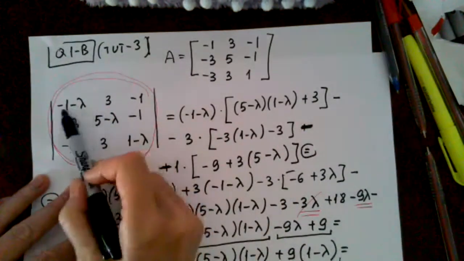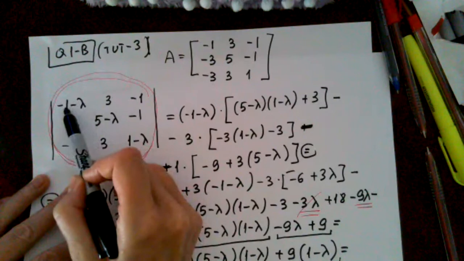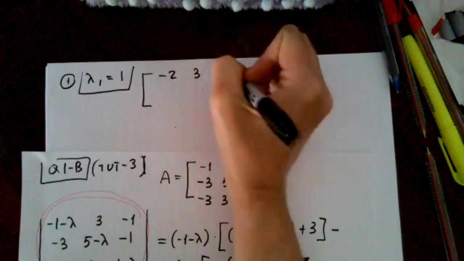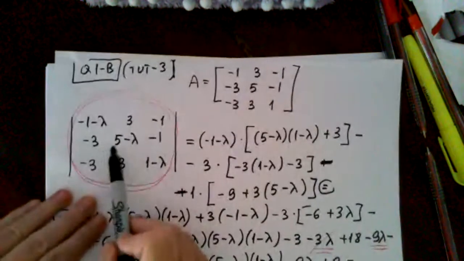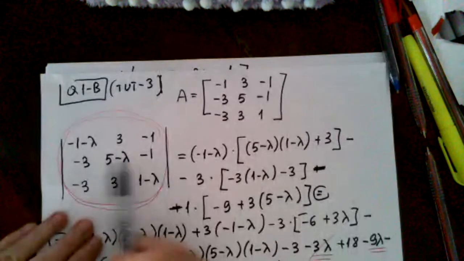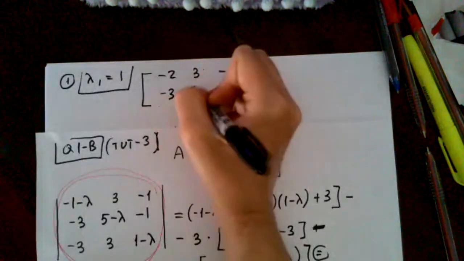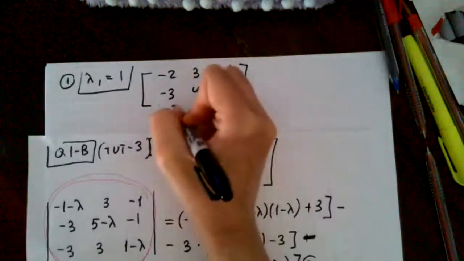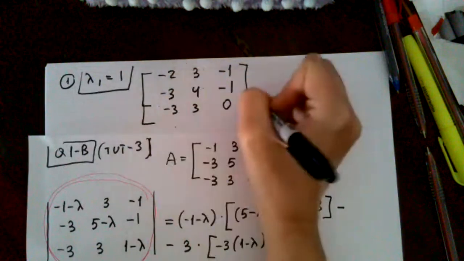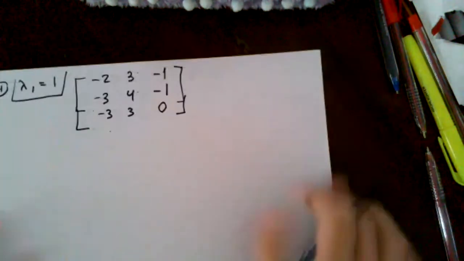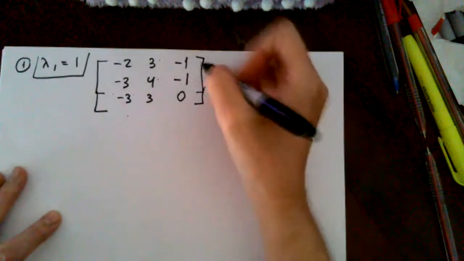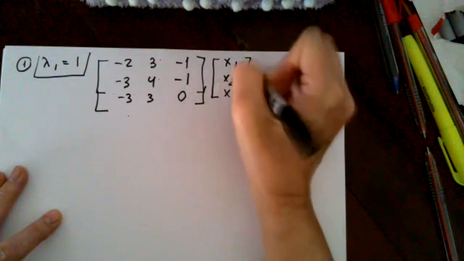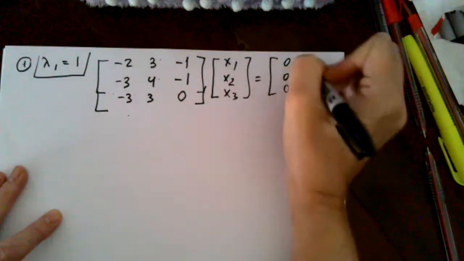Our current value is 1. So here we'll have minus 2. So the first row will be minus 2, 3, minus 1. Then minus 3, 5 minus 1 will be 4. So minus 3, 4, minus 1. And the last row, minus 3, 3, 0. So that's how our matrix looks. And of course, you need to calculate your eigenvector. You need to multiply this by x1, x2, x3, and set it equal to 0 vector with 3 components.